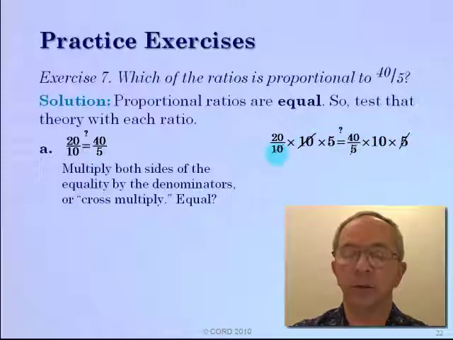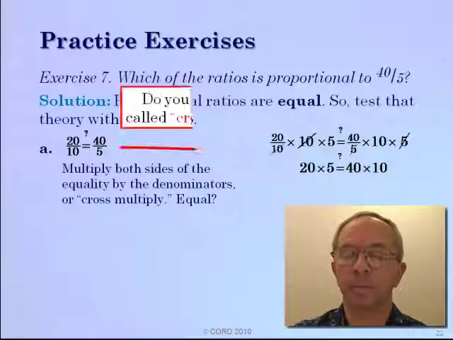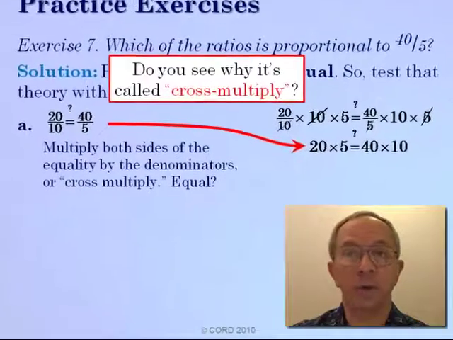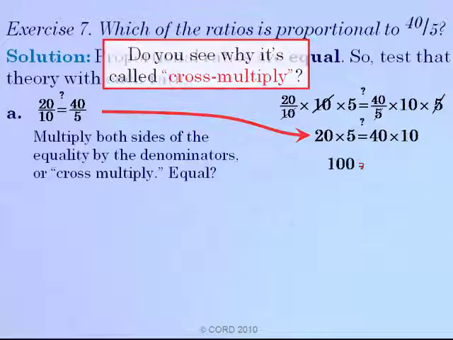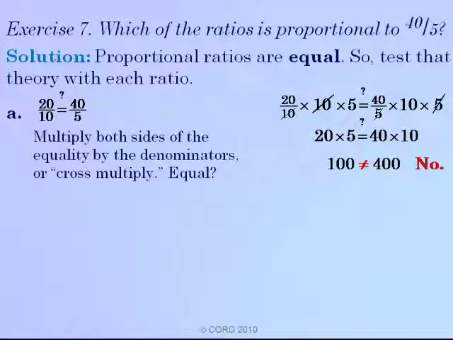The 10s will cancel, and we'll be left with 20 times 5, and the 5s will cancel, and we'll be left with 40 times 10. You see now why we call it cross multiplying? That's the same as multiplying 20 times the denominator of the other fraction, and 40 times the denominator of the first fraction. That's a shortcut that we'll be able to use instead of going through this process up here. So we're left with 20 times 5 is 100, and 40 times 10 is 400. These are not equal, so the answer is no.